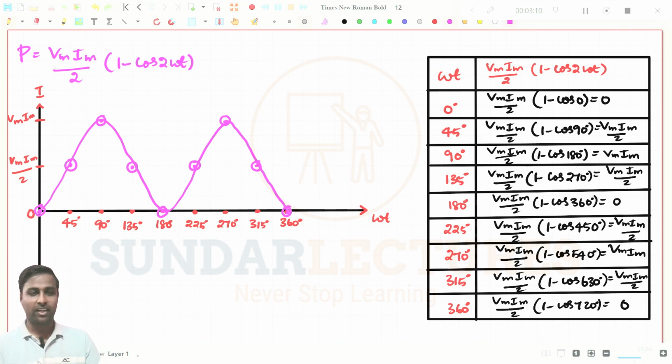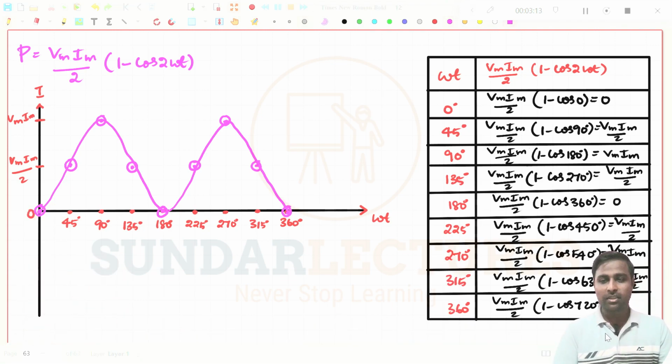Okay, fine. One thing you need to understand here. This is the power curve, right? It is getting 0 here, at this point it is getting maximum value, and at this point again it is getting to 0, and again to maximum, and again to 0, and this cycle will repeat again. You see all the power values are positive.